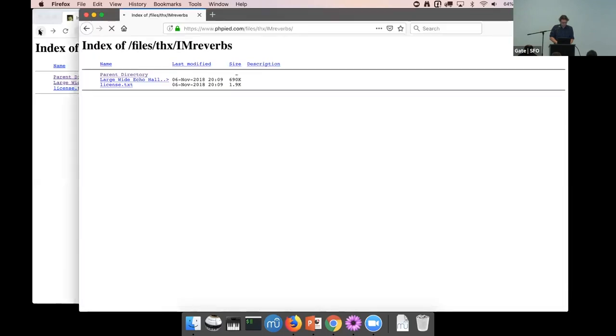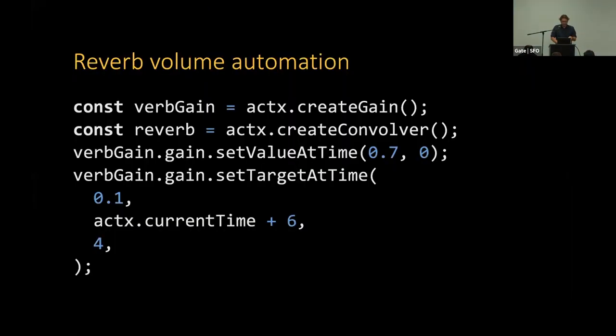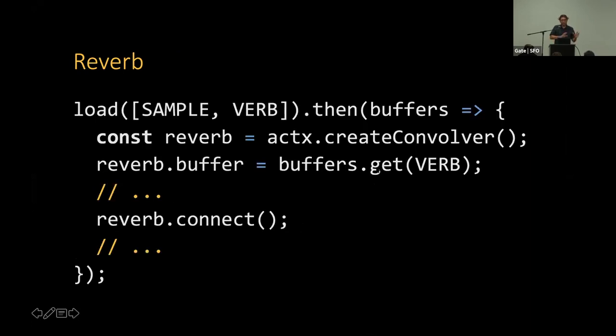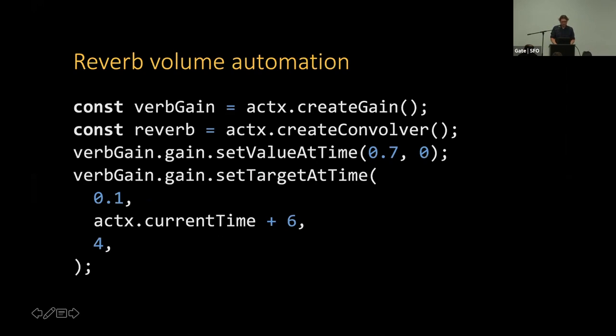So this is called convolution. Convolution in math is you take one function and then you take another function, and the second function changes the first one into something else. So that's the same idea here. We create a convolver. The same way you load a sample to play, you download a file that is the impulse response, create a convolver, and connect it to whatever you have.